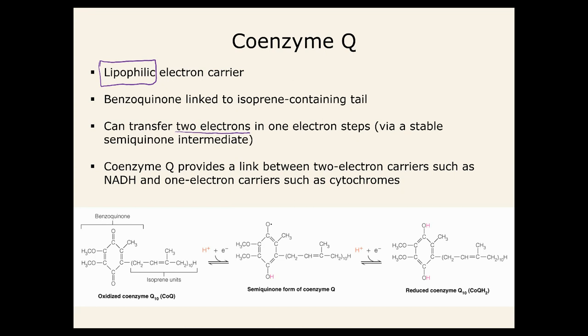Now, that's the kind of detail that you don't need to know, but I just want you to see, we're going to be a little bit thorough here. So here's the oxidized form of coenzyme Q, and it gains 1 electron to go to the semiquinone form, and then another electron to form the fully reduced form.